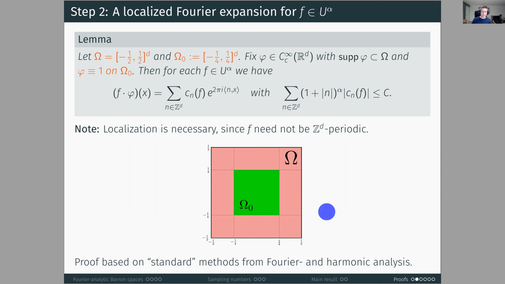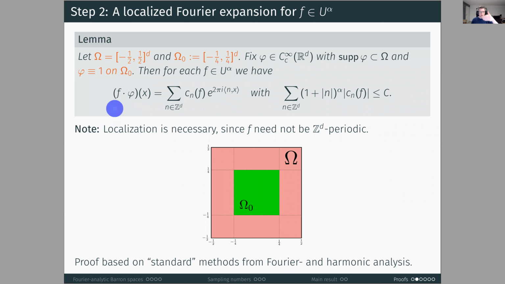And to circumvent this problem, what we are doing is we are fixing some bump function phi, which is supported inside the cube and is 1 on this smaller cube, which is shown in green here, Omega naught, which is [-1/4, 1/4]^d. And then you can show that if you take the localized version, f times phi, then this actually admits a Fourier expansion with quickly decaying coefficients, meaning that the Fourier coefficients are summable even if you multiply them by this weight here. I will not go into any details on the proof of this result. I will just say that it uses standard methods from Fourier and harmonic analysis, meaning that if you are familiar with the area, like you know a bit of time-frequency analysis maybe, then this is not such a difficult result to get, but it's a bit technical.